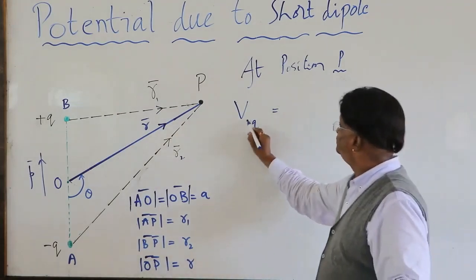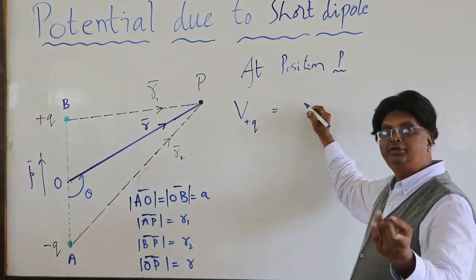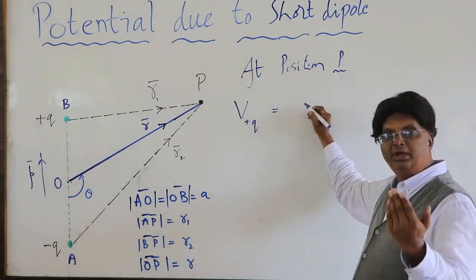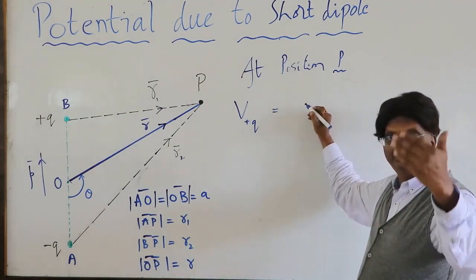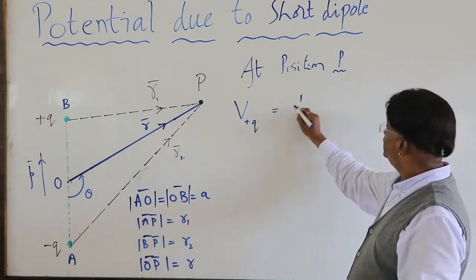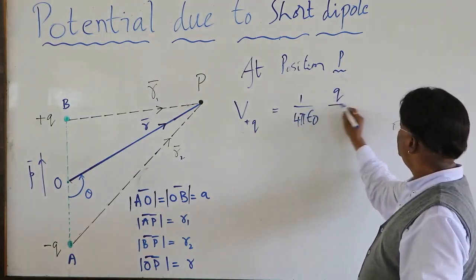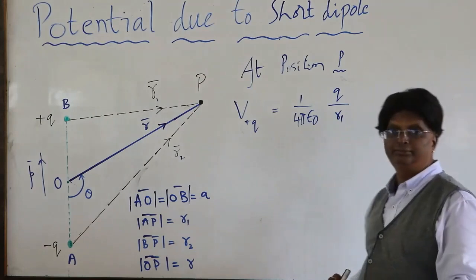Therefore, V due to plus q, the potential due to a positive charge, is the potential due to a point charge: 1 by 4 pi epsilon naught, q the charge, by the distance. Therefore, V due to the positive charge is 1 upon 4 pi epsilon naught, where the charge is q and the distance is r1.